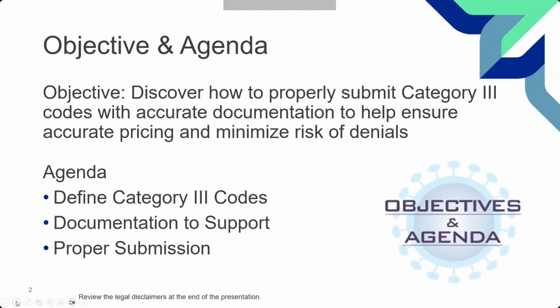My objective for today is that you learn how to properly submit Category 3 codes with accurate documentation to help ensure accurate pricing for you and minimize the risk of denials. We're going to accomplish this today by defining Category 3 codes. We're going to discuss documentation to support your submissions, and we'll talk about proper submission, as well as I'm going to go through a bunch of resources.